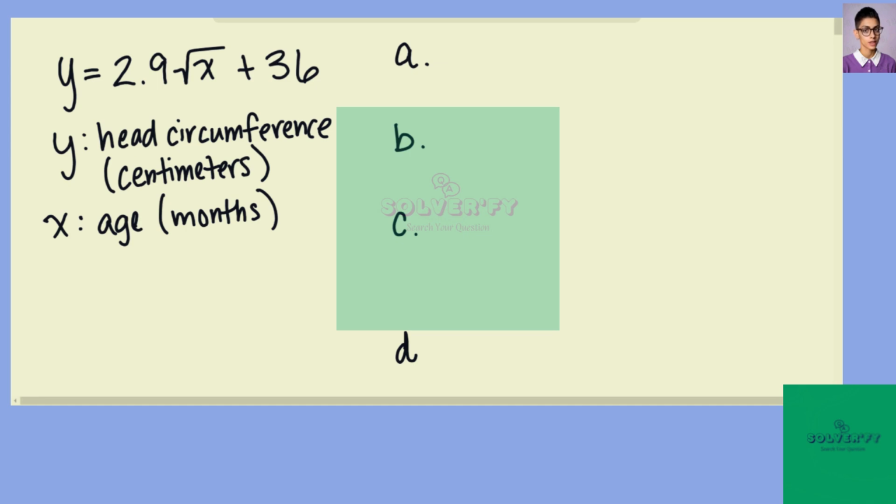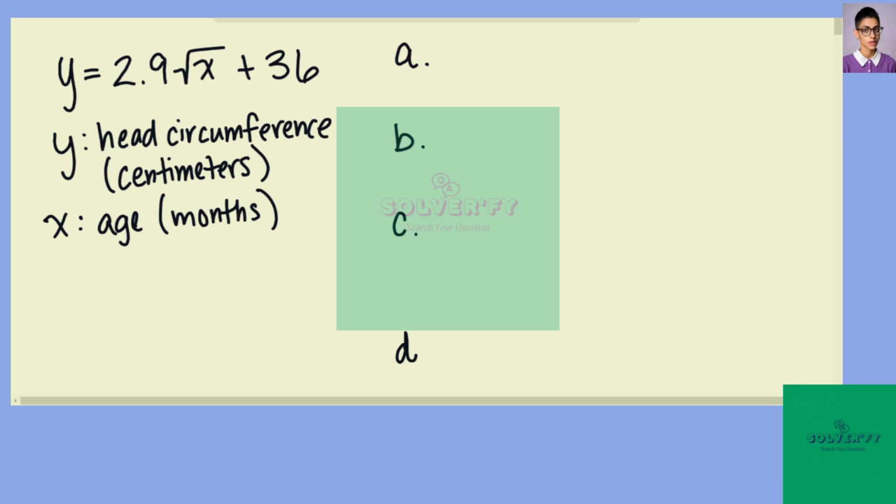Each of these curves models the child's head circumference, given in centimeters, as a function of the child's age, given in months. In problem 89, we're working with the model given on the screen. Y equals 2.9 times the square root of x plus 36, where y is the head circumference given in centimeters and x is the age given in months.